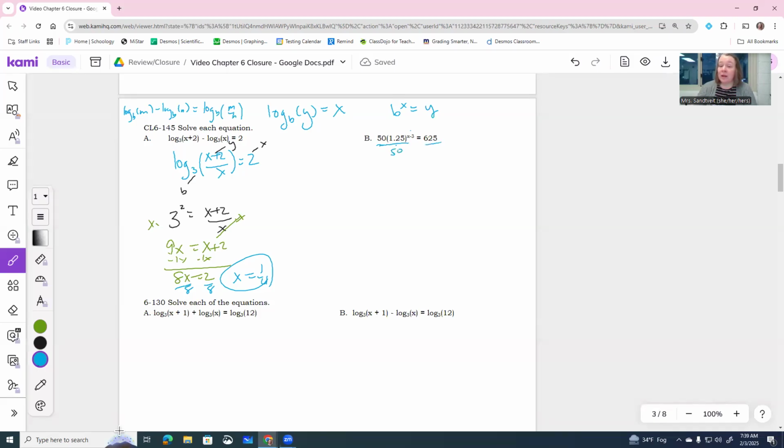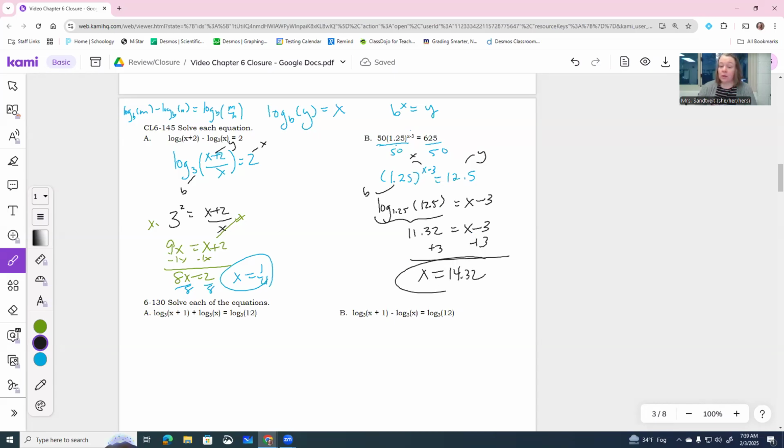So we have to divide both sides by 50. So when I do that, I get 12.5. Now I can say, okay, well, here's my b, here's my x, here's my y, and I can write it in logarithmic form. So I can write log base 1.25 of 12.5 equals x minus 3. And then this you can just put into your calculator. So you get 11.32 equals x minus 3, and then you add the 3 and you get 14.32.